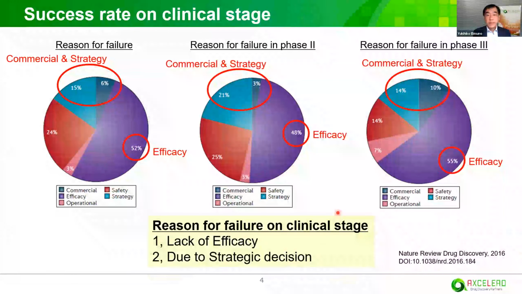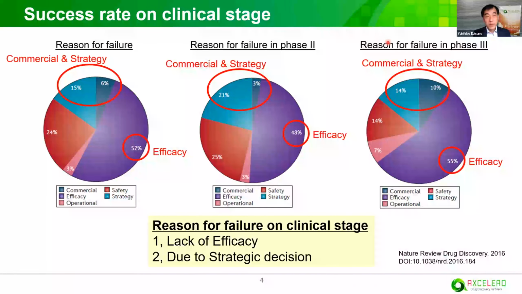So this slide shows the success rate of the clinical stages. The reference is Nature Reviews Drug Discovery 2016. It's a little bit old, but I think this data still reflects the success rate. As you can see here, the main reason for failure is efficacy. I mean, the lack of efficacy.